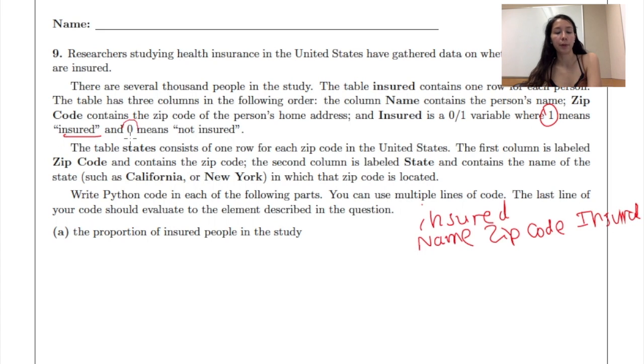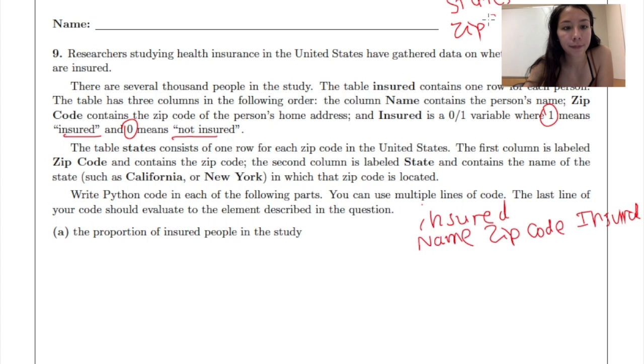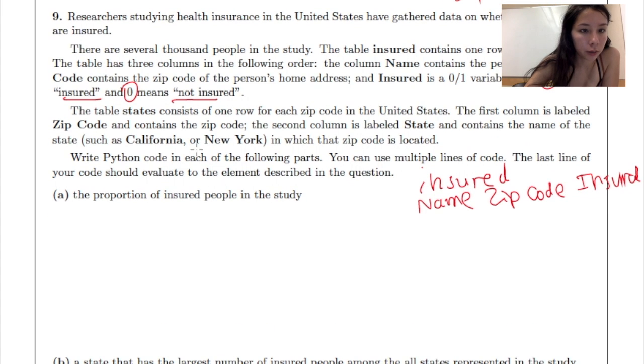Okay, and then we have another table called states, which I'm going to write up here because this is going to take up a lot of room. And it has 1 row for each zip code in the United States. The first column is zip code. Second column is state. Okay. So, write Python code. You can use multiple lines of code. Last line of your code evaluates the element described in the question.